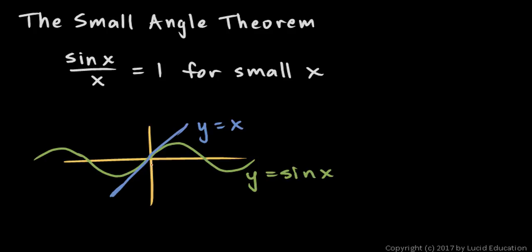If we're close to an x value of 0, that's what we mean by small x, then those two graphs are essentially the same. So sine x over x, if they're essentially the same, one thing over another, if they're both the same, then it evaluates to 1. And then, of course, we can express this fact with limit notation. We would say the limit as x approaches 0 of sine x over x is equal to 1.